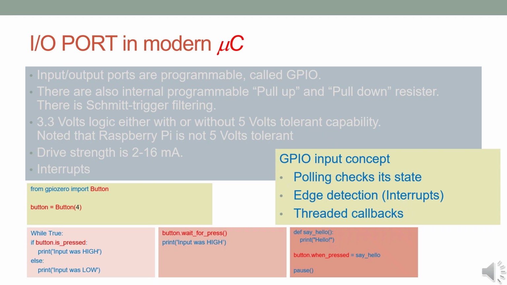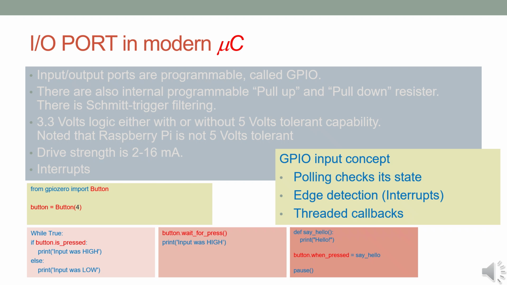Here's how it works. From gpiozero import Button, then button = Button(4). That's it. By declaring the button this way, gpiozero automatically sets pin 4 as an input and enables the internal pull-up resistor by default. This is important because physical push buttons, when released, typically leave the pin in a floating state. Pull-up resistors prevent this by ensuring the pin reads a default high value when not pressed.